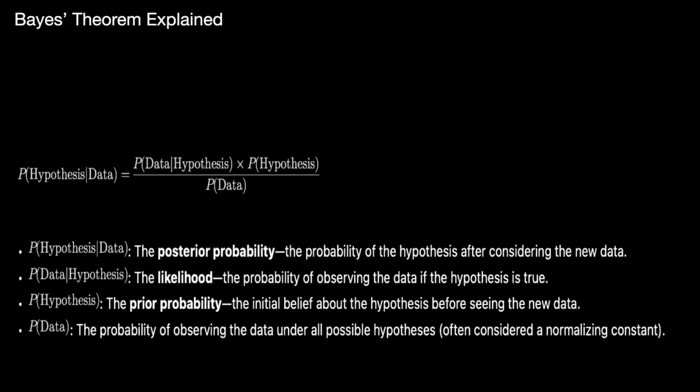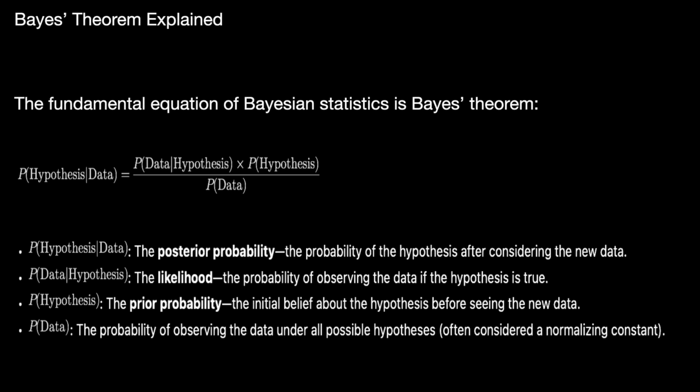So Bayes' theorem is explained over here. The fundamental equation of Bayesian statistics is Bayes' theorem. This is Bayes' theorem where P(hypothesis | new data) is the posterior probability. This is called the posterior probability. It is the probability of the hypothesis which we are testing after we have considered the new data.